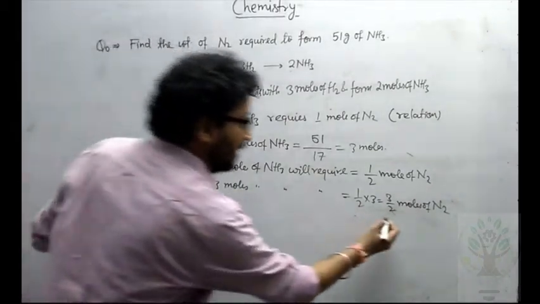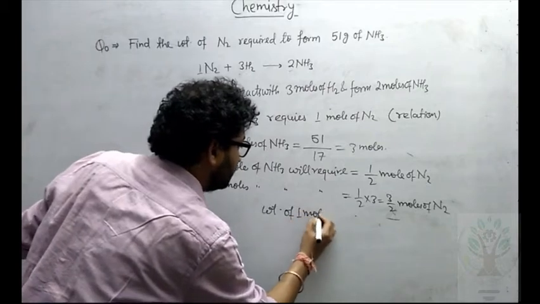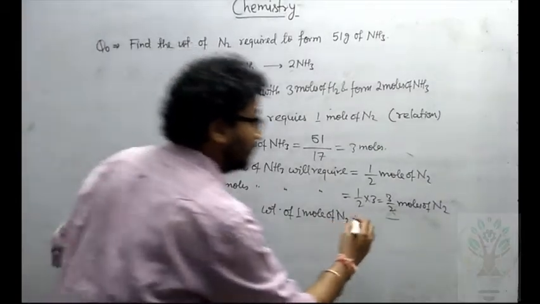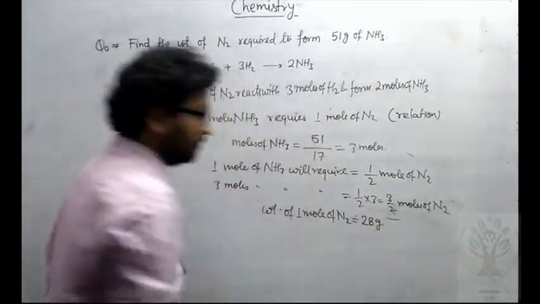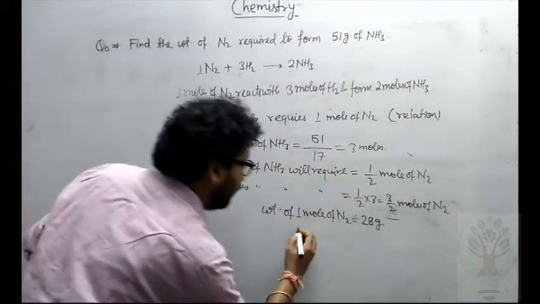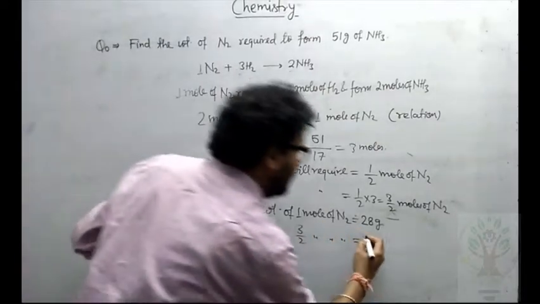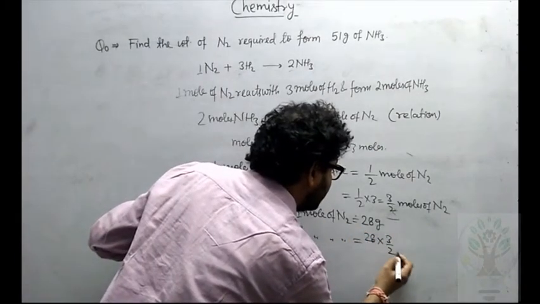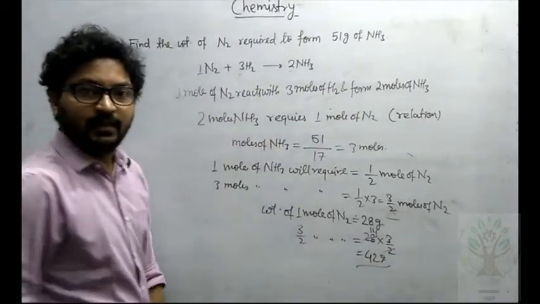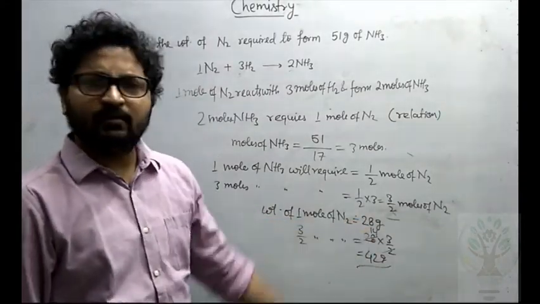So now tell me, what is the weight of 1 mole of N2? 1 mole of N2 has weight 28 gram. Why? Because 28 is the molecular mass of N2. Okay. So what is the weight of 3 by 2 moles of N2? 3 by 2 moles of N2 will have weight 28 multiplied by 3 by 2. 2 cancels out, 14, 14 3s are 42 gram. Is this clear to us? How did I do it? By unitary method. 1 mole has weight 28.